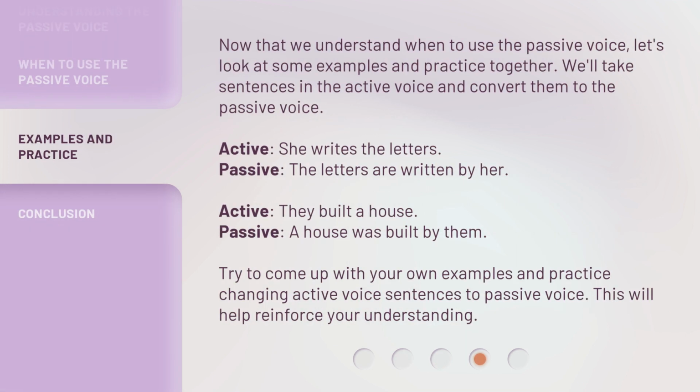Now that we understand when to use the passive voice, let's look at some examples and practice together. We'll take sentences in the active voice and convert them to the passive voice. Active: she writes the letters. Passive: the letters are written by her. Active: they built a house. Passive: a house was built by them.